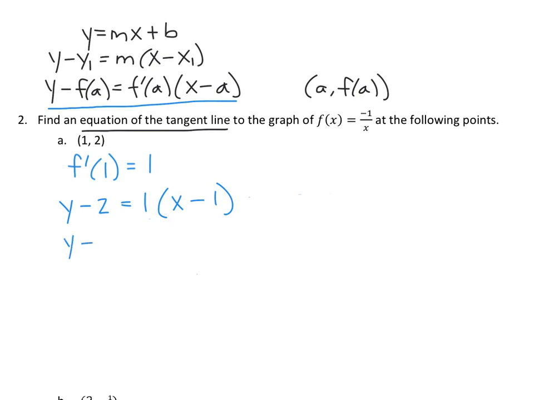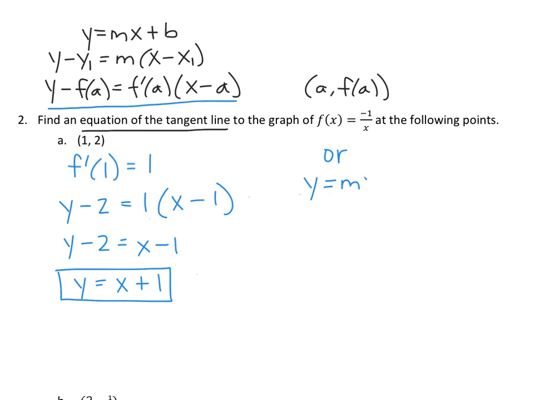So we have y minus 2 equals 1 times x minus 1. Adding 2 to both sides, we have x plus 1. So there is our equation, y equals x plus 1, the equation of our tangent line. In this case, I used point-slope form to find the equation. You could, however, use the y equals mx plus b, slope-intercept form.